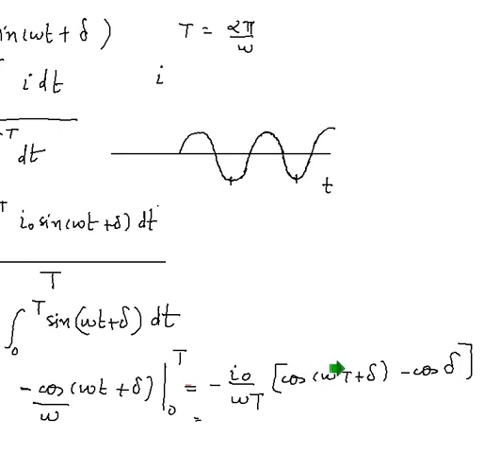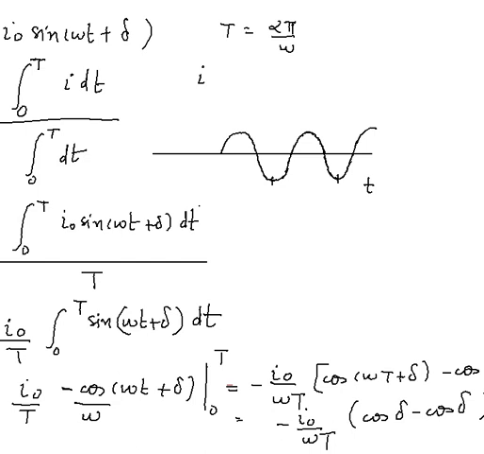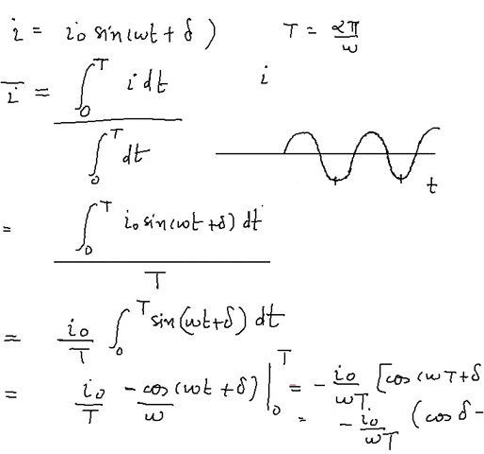And when you have omega times capital T, this is just 2 pi. And cos of 2 pi plus delta is cos delta. So it is 0. So current is continuously flowing, and you know sine function, it is non-zero most of the times, and we get the mean value for one time period 0.